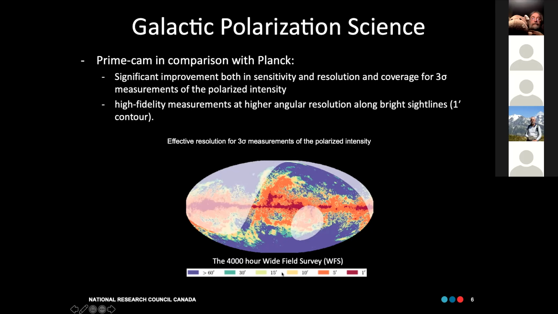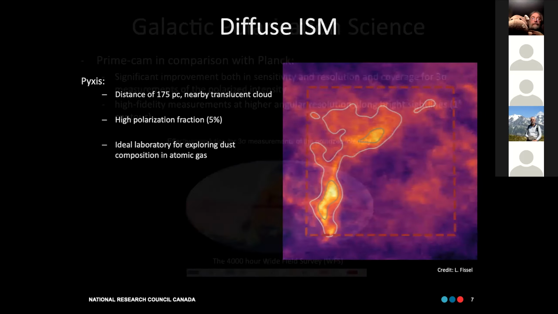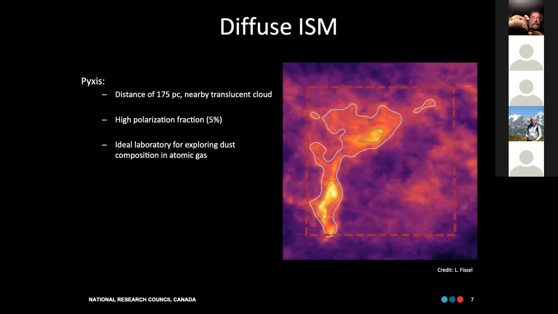Other than this improved observation with the wide field survey, we aim to have targeted observations. One of these regions that we aim to have targeted observations is the Pyxis cloud, which is a nearby translucent cloud with a relatively high polarization fraction, and provides a simple environment to explore turbulence and cascade of energy, also an ideal laboratory for exploring dust properties and dust composition in atomic gas.